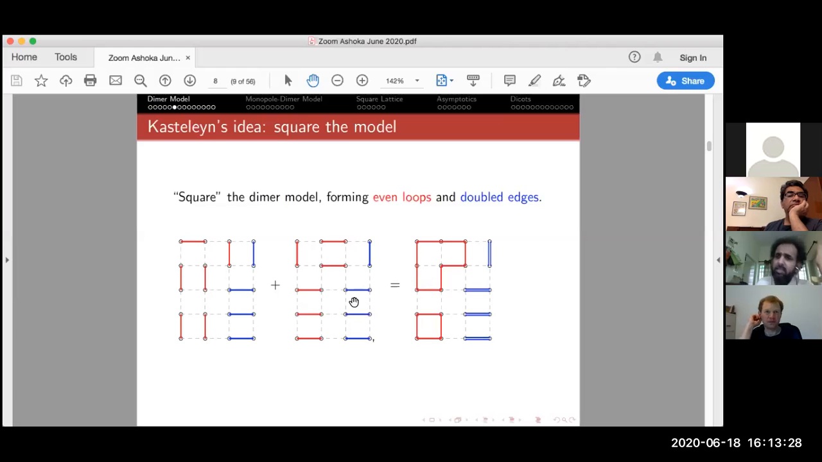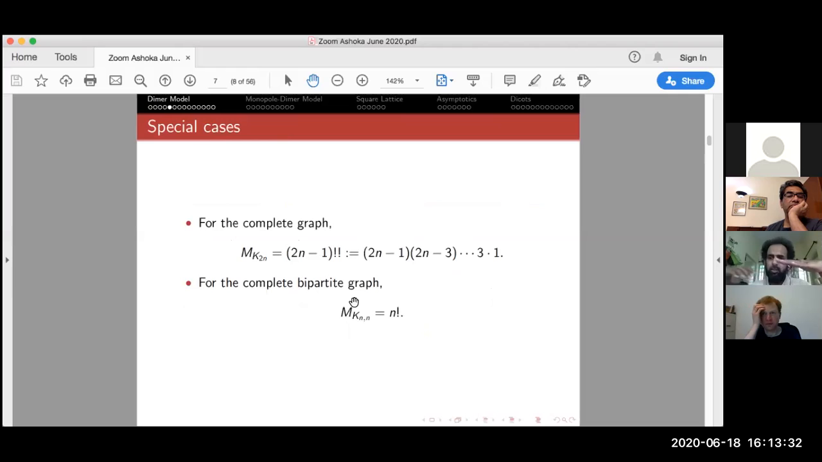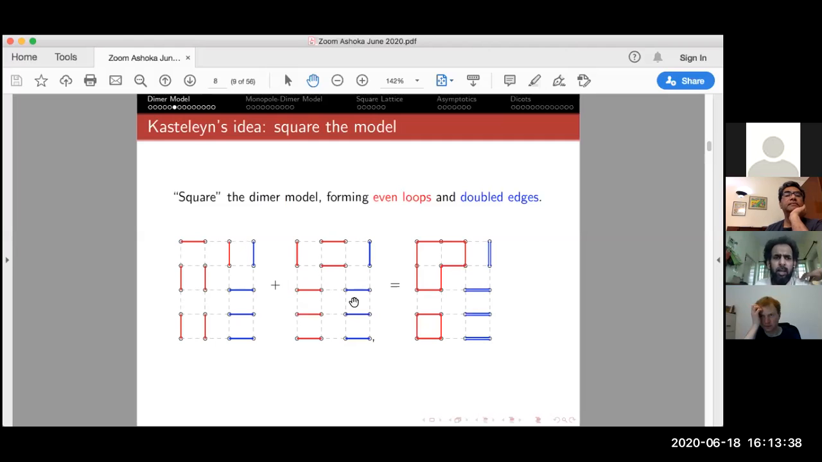But the original interest was in planar graphs, because the surface of a solid is a plane, and so one was interested in that. Kasteleyn solved this problem in a beautiful way, and his main idea was to square the model. So instead of considering dimer configurations, he considered pairs of dimer configurations. I've illustrated the idea here.